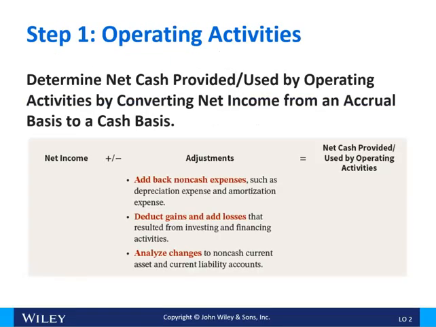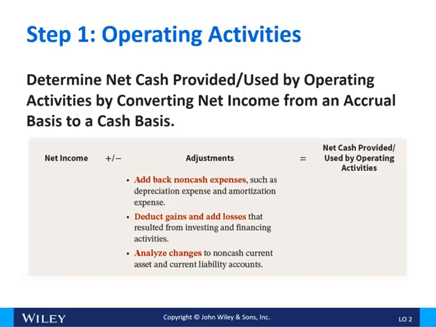So we'll attack the operating activities section first. We're going to determine net cash provided or used by operating activities by converting net income from the accrual basis to the cash basis. So we're going to start with net income, and then we're going to add or subtract the adjustments to get our net cash provided or used by operating activities. The adjustments are, first, we're going to add back non-cash expenses. Depreciation expense is the most common.